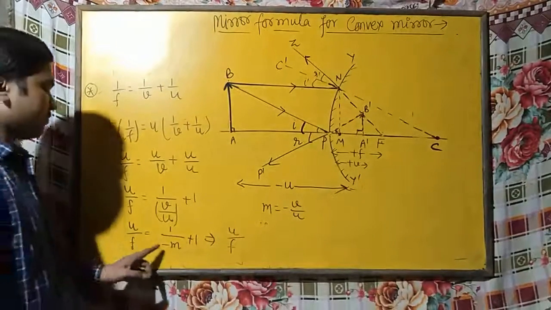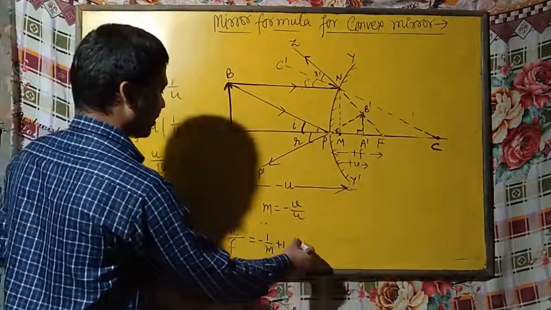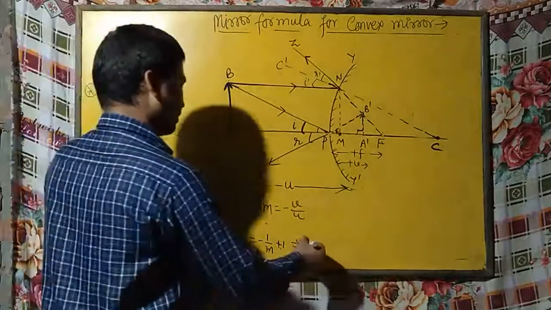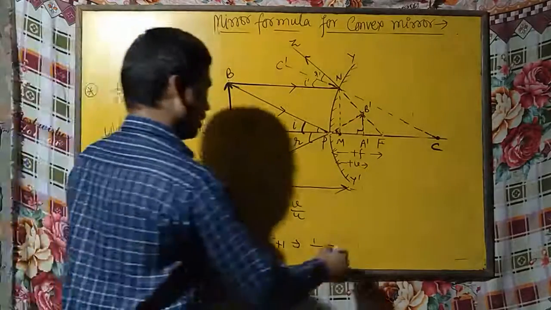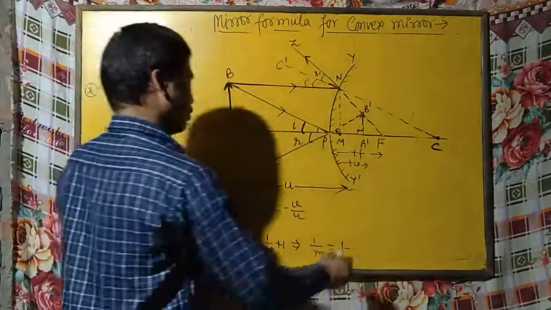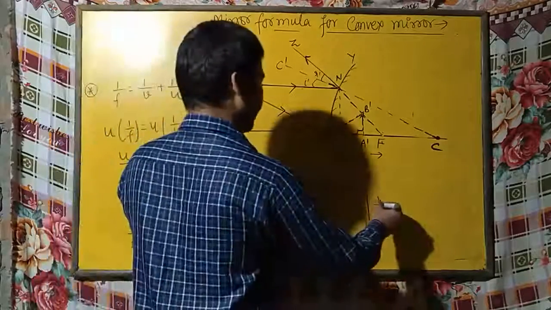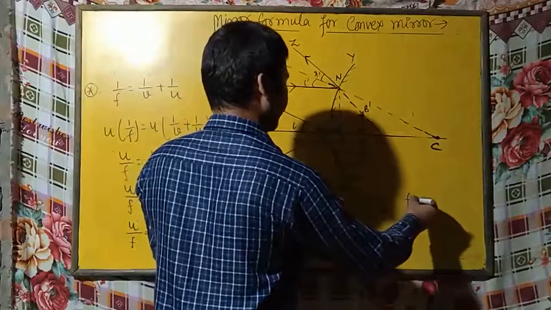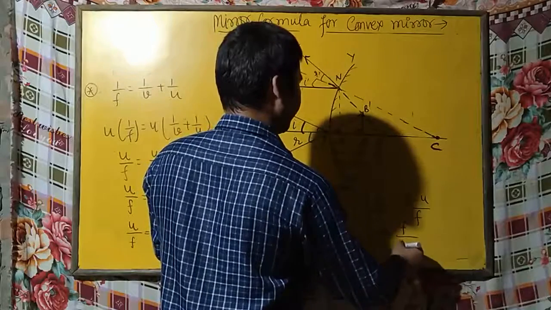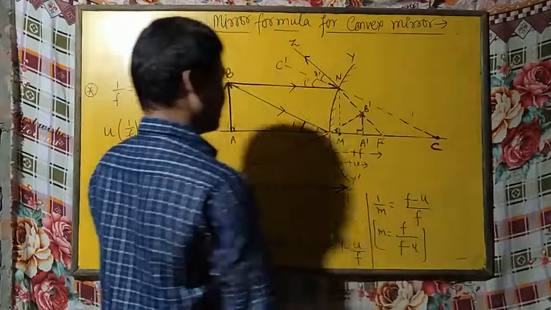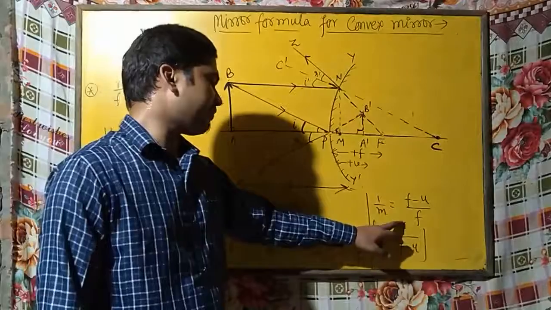Now you can write U by F is equal to minus 1 by M plus 1, or you can write 1 upon M is equal to 1 minus U upon F, or 1 by M is equal to F minus U upon F. So M is equal to F upon F minus U. So this is the relation for magnification. This is the relation among M, F and U.